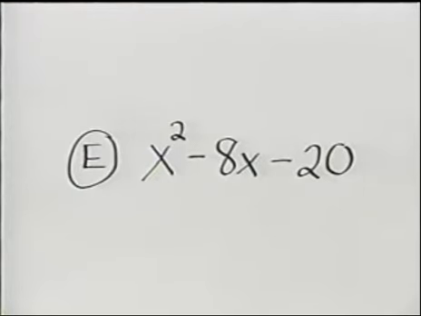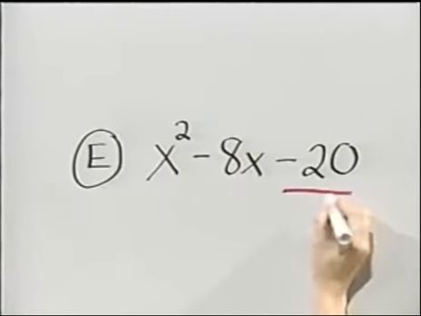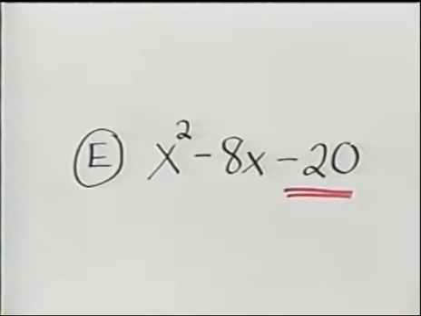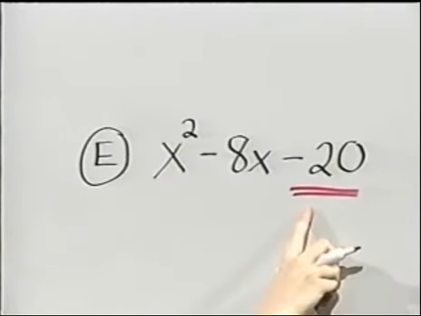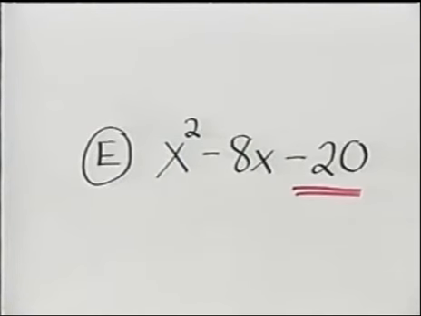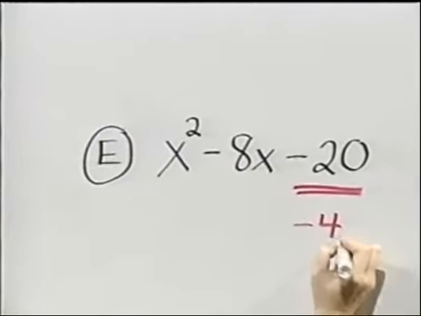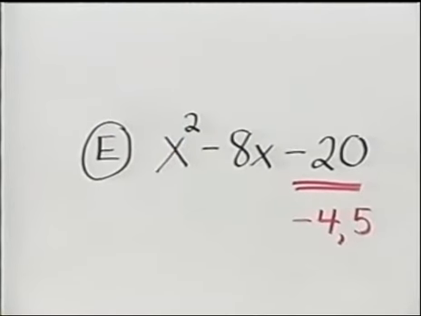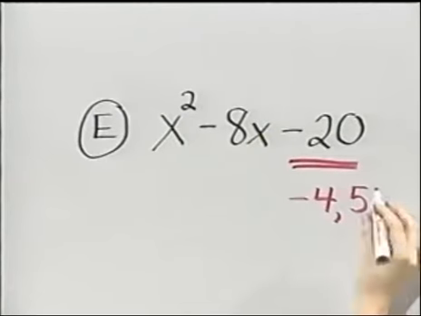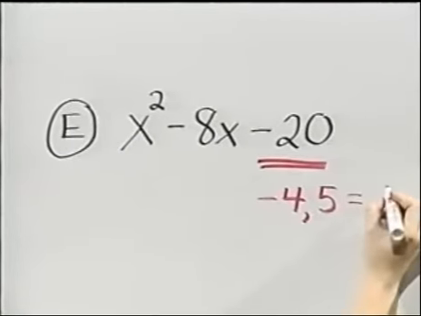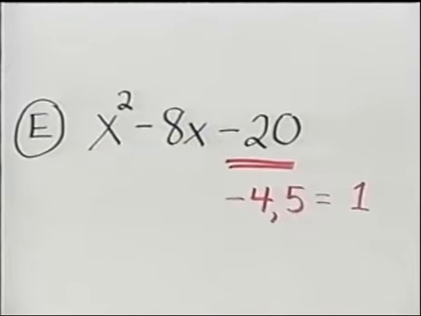Here we go again. We're looking, first of all, at the last number, negative 20. We want two numbers that will multiply to give us negative 20. So that means one of the numbers must be positive and one of them must be negative. We then want them to also add up to give us negative 8. So let's just check something. If I have negative 4 and positive 5, that gives us negative 20. However, when you add those up, you get 1. 5 minus 4 is 1.